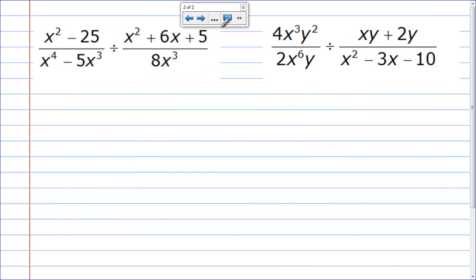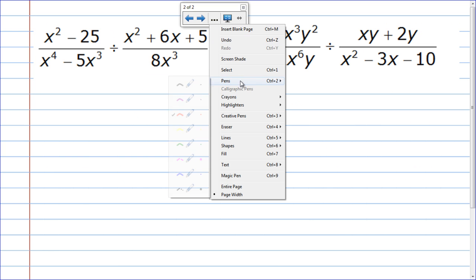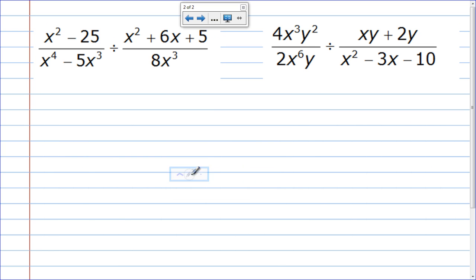Now let's talk about division. Remember, when you divide with fractions, the rule is that when you have a division problem and you have two fractions, you leave the first fraction alone, you change the sign to multiplication, and then you flip the second fraction. But before we do any of that fancy stuff, we're going to factor. Anything that we have is going to get factored.